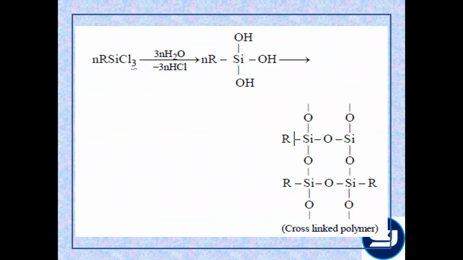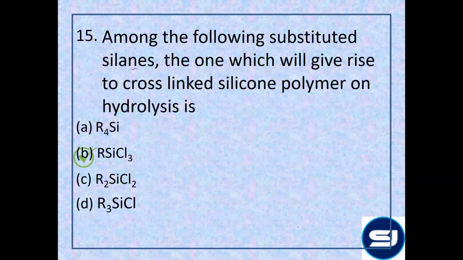Now when you polymerize this, you will have SiO-Si linkage in the linear chain, and the OH groups, because it is present above that, will also form the SiO-Si linkage above and below. So this linkage which is formed between the layers is called cross-linking. Hence, to be a cross-linked polymer, the substituted silane should be RSiCl3.